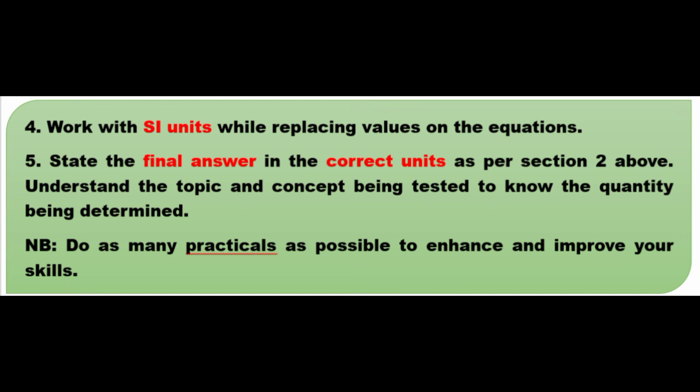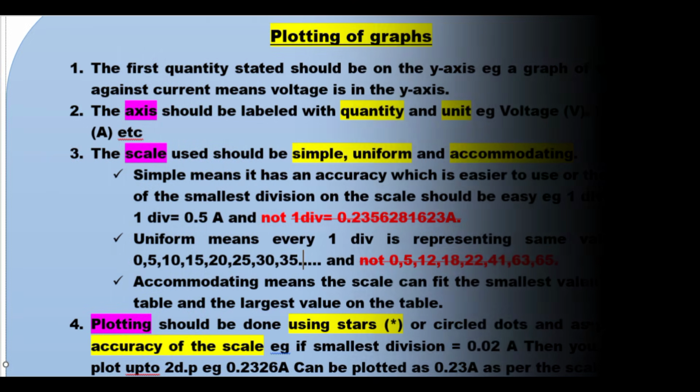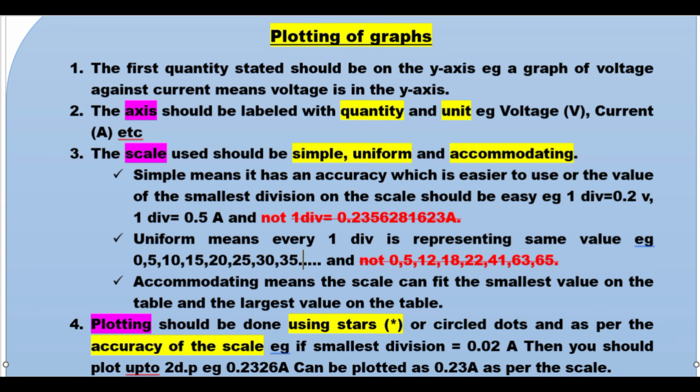Now we go to number 5, the final answer. When you are stating the final answer, which may be in 4 significant figures or more depending on the value, the final answer should have the correct unit. Remember, if the final answer has a wrong unit, definitely the answer also becomes wrong. So you must ensure that your final answer has the correct unit for it to be valid. The correct units are determined by what you are solving for or what you are dividing to solve. So you can do as many practicals as possible to understand more and to apply these skills and concepts.